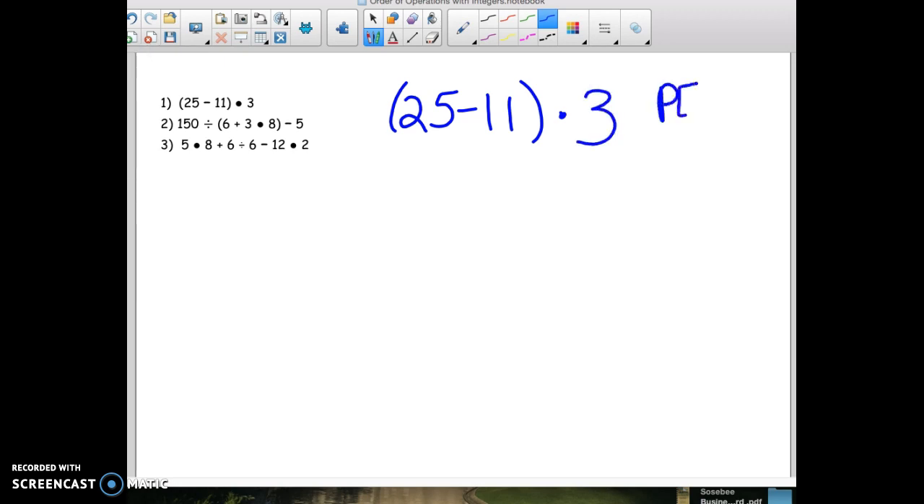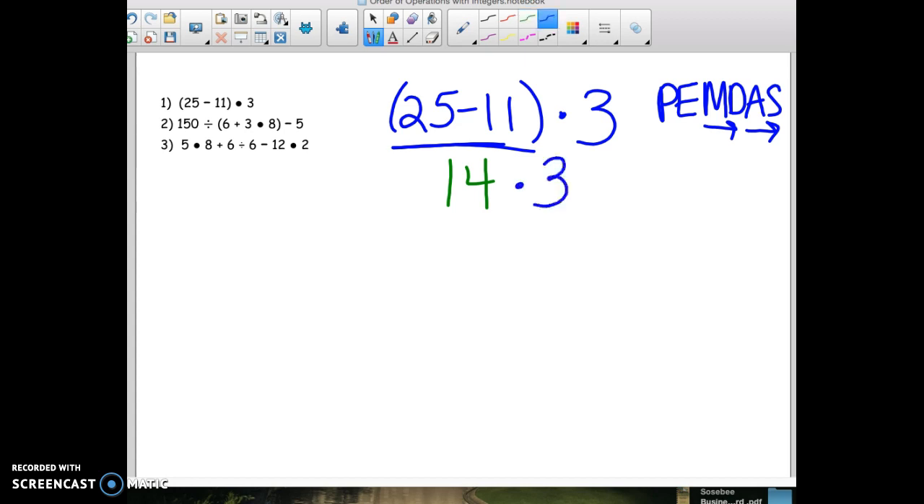And then we need to talk about our order of operations. We have parentheses, exponents, multiply and divide from left to right, add and subtract from left to right. In here, we do have parentheses that need to be done first. So 25 minus 11 is 14. And we can drop those parentheses because there's nothing outside of it, and it's times 3.